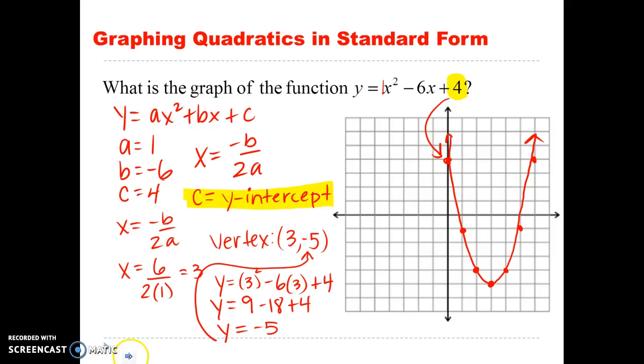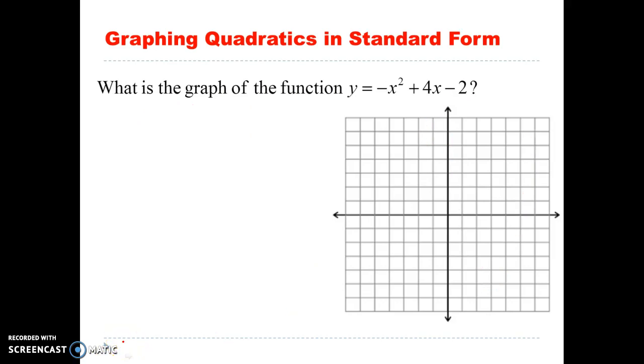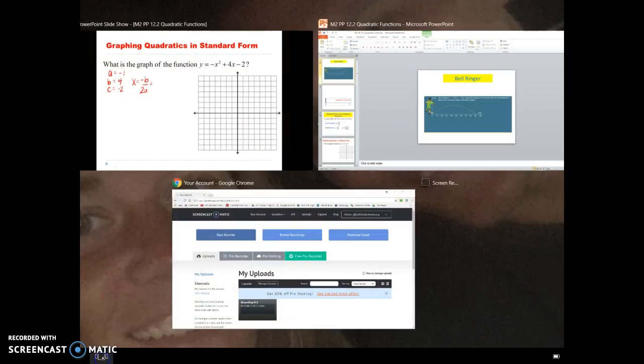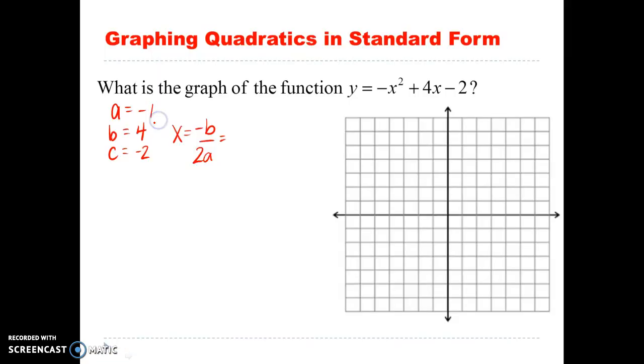All right, we're going to do one more, and then that's it. What is the graph of y equals negative x squared plus 4x minus 2? So a is negative 1, b is 4, and c is negative 2. The x-coordinate of my vertex is negative b over 2a. So the opposite of b is negative 4, all over 2 times a, which is negative 1. So this ends up being negative 4 divided by negative 2, which is a positive 2.